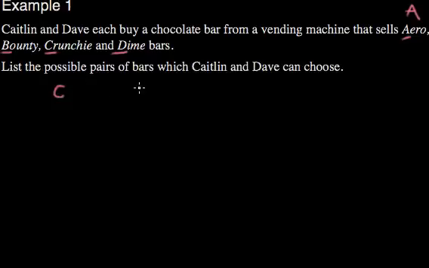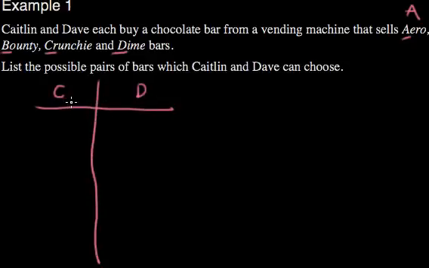So to list the possible pairs of chocolate bars which you could choose, let's say that you've got Caitlin here and Dave here. This is a good way to present the data. The first pair you could have is where they both get an Aero. And the second, let's do this logically. Let's say that Caitlin remains with the Aero and then Dave chooses a Bounty. Can you imagine what the next would be? Stick with the pattern, move to the next one.